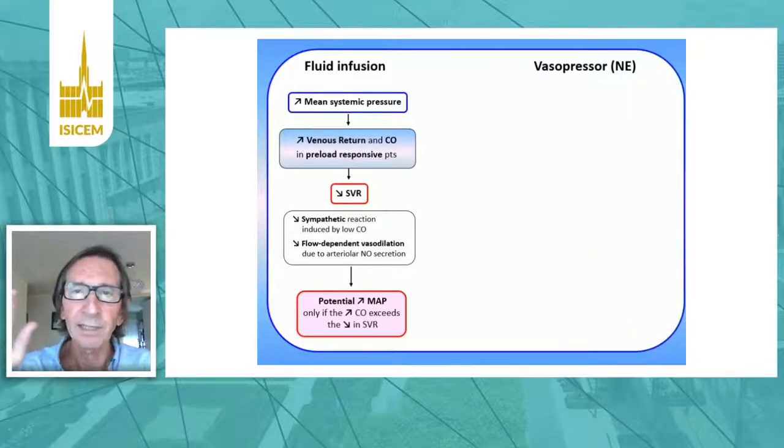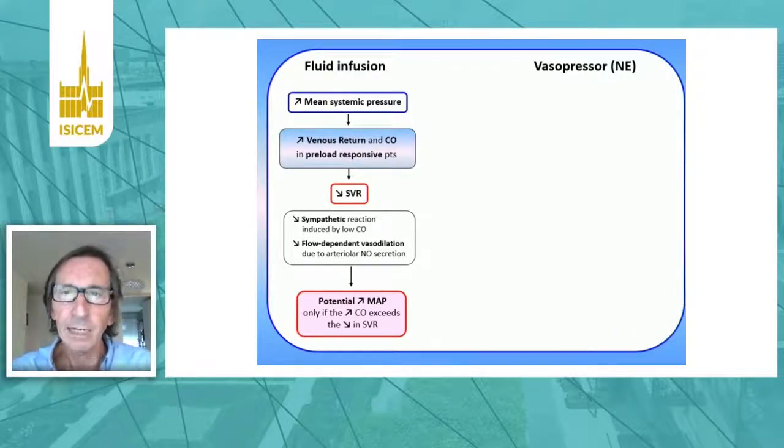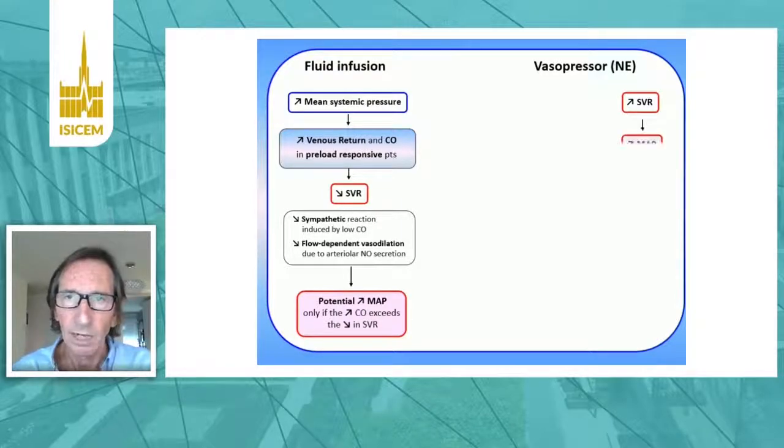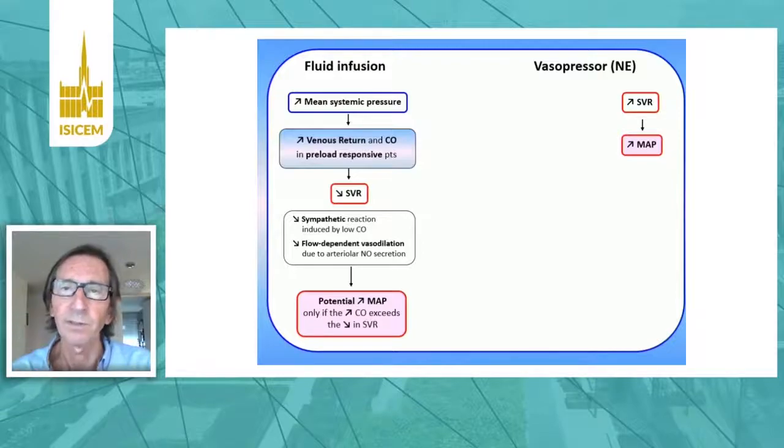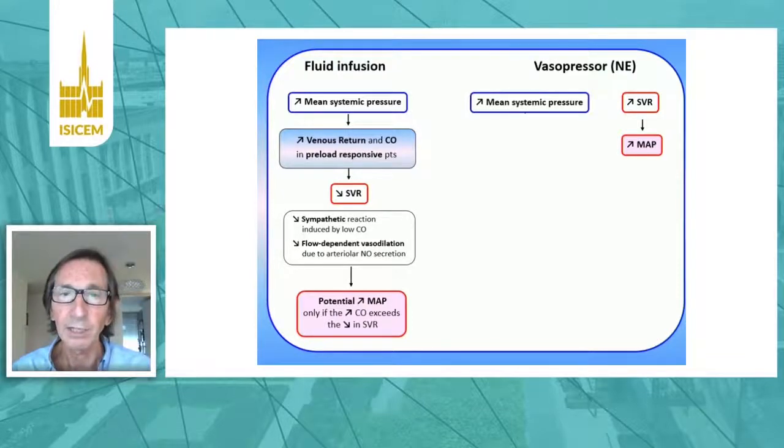Now, what about the effects of vasopressors and mainly norepinephrine on hemodynamics? I would say, by definition, SVR increases with norepinephrine because of the vasoconstrictive effects of norepinephrine, and MAP increases with norepinephrine. But interestingly, at the same time, the mean systemic pressure also increases with norepinephrine.